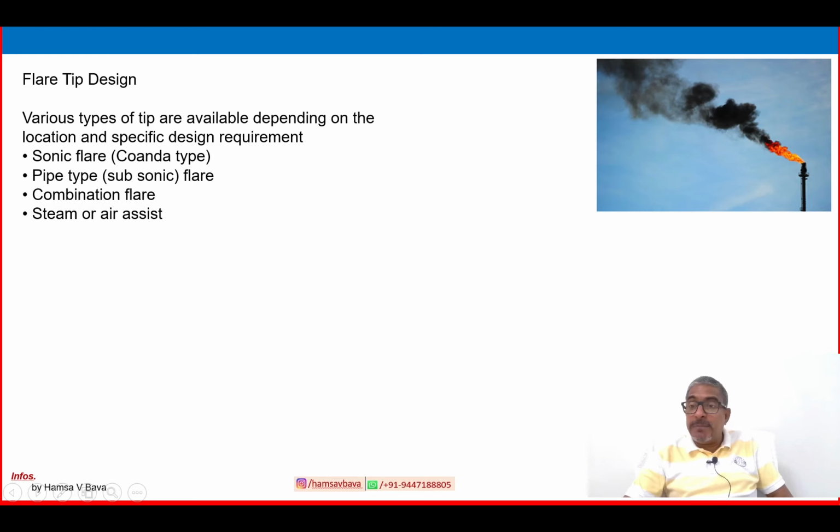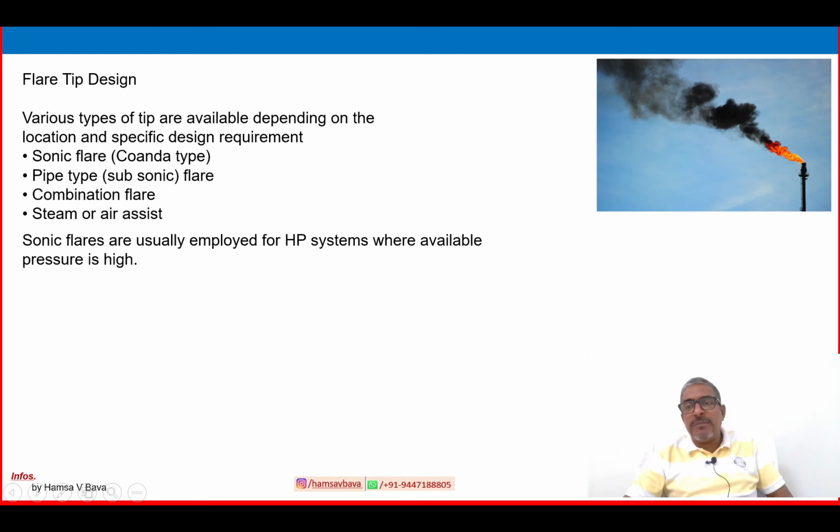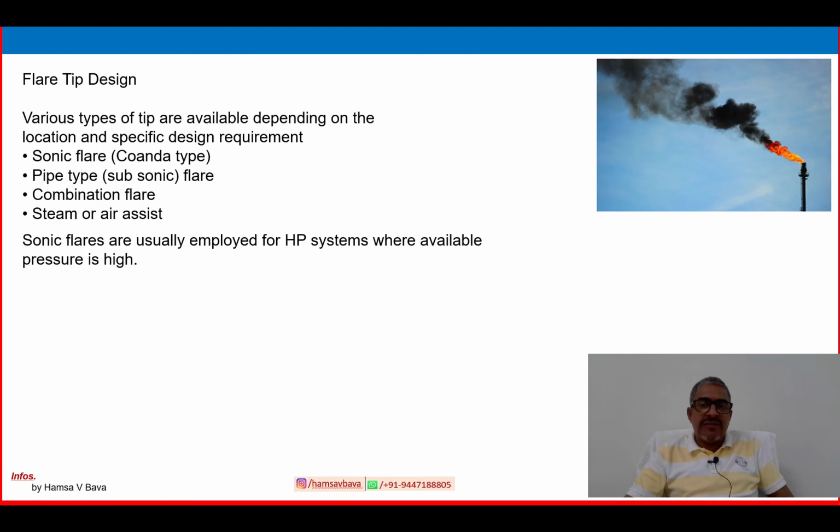Various types of flare tip design. Flare tips are available depending on the location and specific design requirement. Sonic flare, another name is Coanda flare, for high pressure flare systems. Pipe type subsonic, for normal pressures and low pressure or atmospheric pressure. Combination flare and steam or air assist flare. These are the main flare tip designs. Let us see one by one what the features and constructional details are.